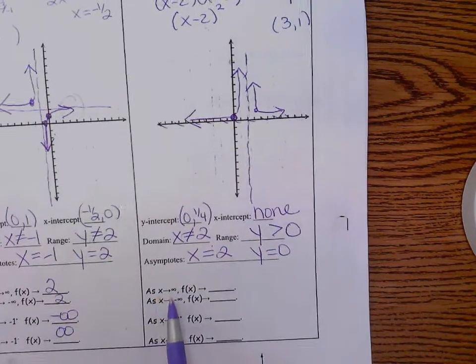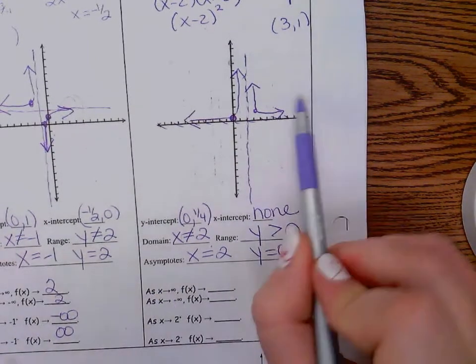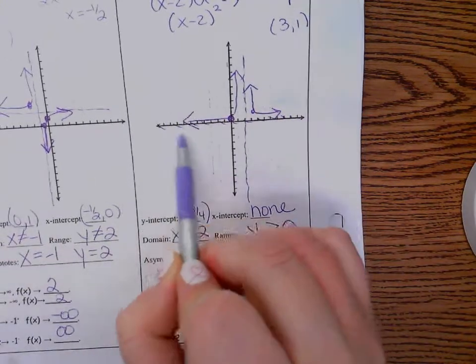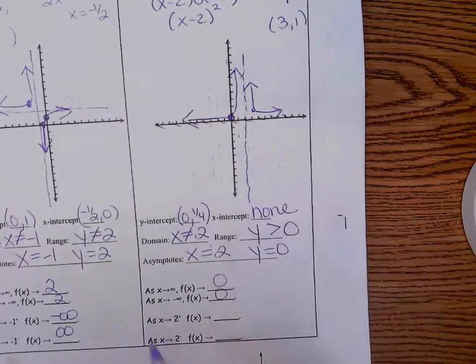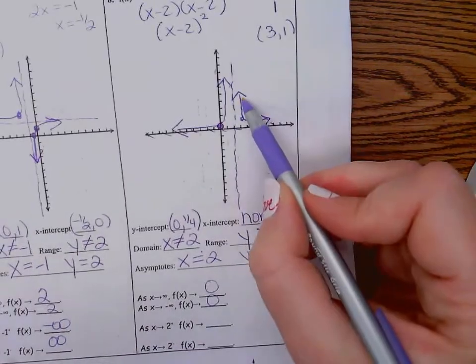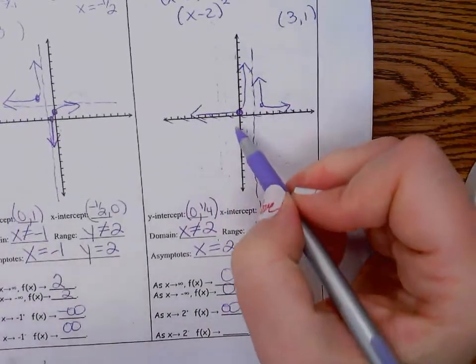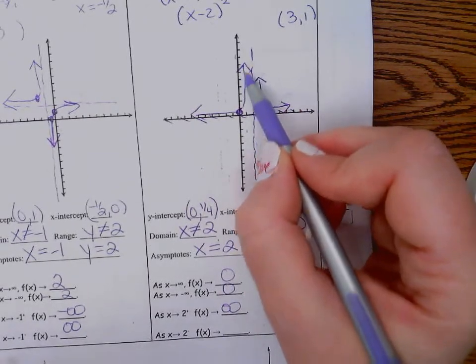Let's do our last analysis. As x goes to the right, the function approaches 0. As x goes to the left, the function approaches 0. As x gets closer to 2 from the right side, the function approaches positive infinity. As x approaches 2 from the left side, the function approaches positive infinity.